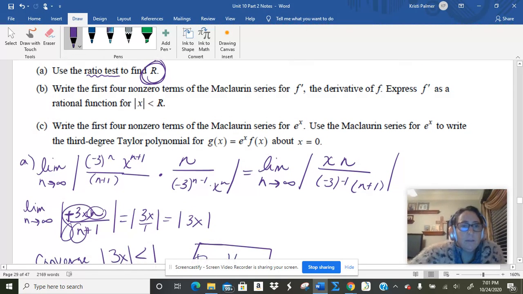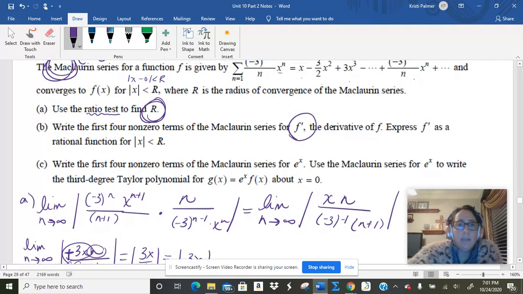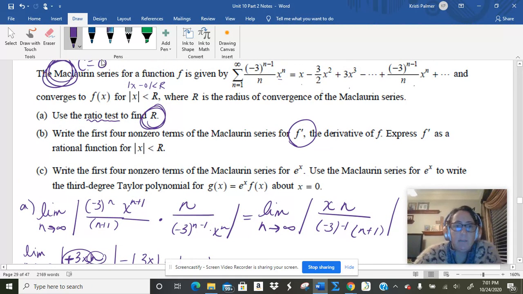All right, so let's look at B. Write the first 4 non-zero terms for f prime. So let's go ahead and do that. So if I'm going to need 4 terms, then I probably want to go out one more here. So if I went, let's see that's 1, 2, 3, so then I'd be on 4. So let's go ahead and do that. So negative 3 to the 3rd would now be negative 3 times 3 times 3, 27, over 4, and then x to the 4. Okay, so let's go ahead and find that f prime.